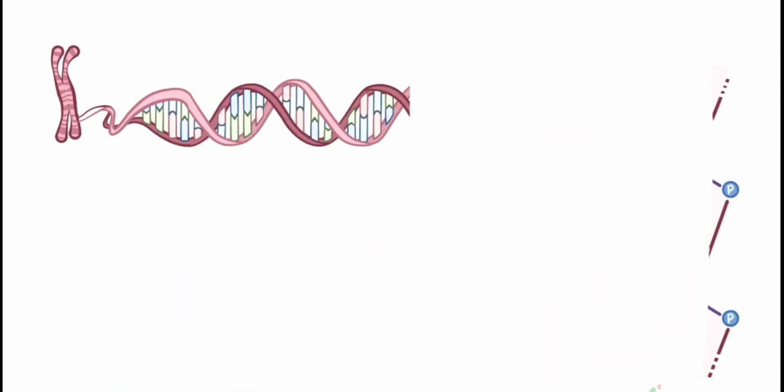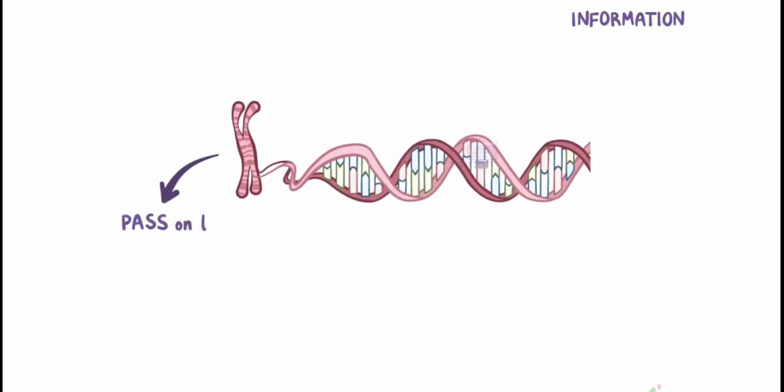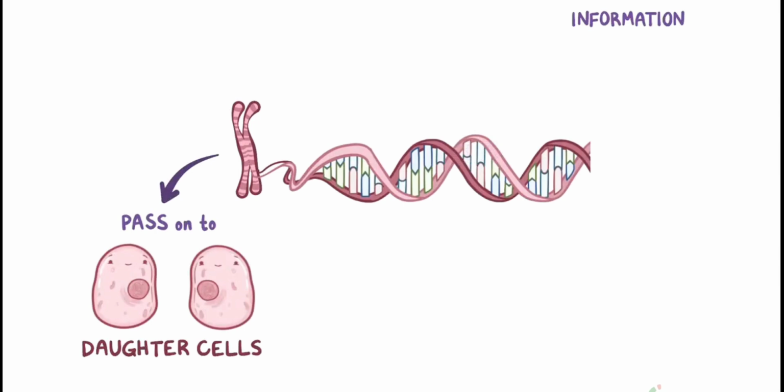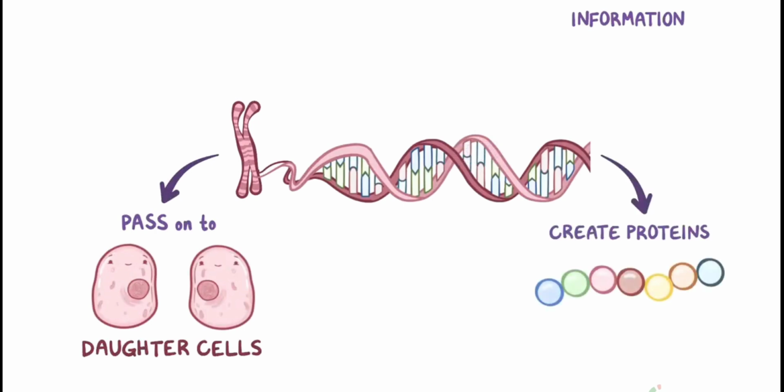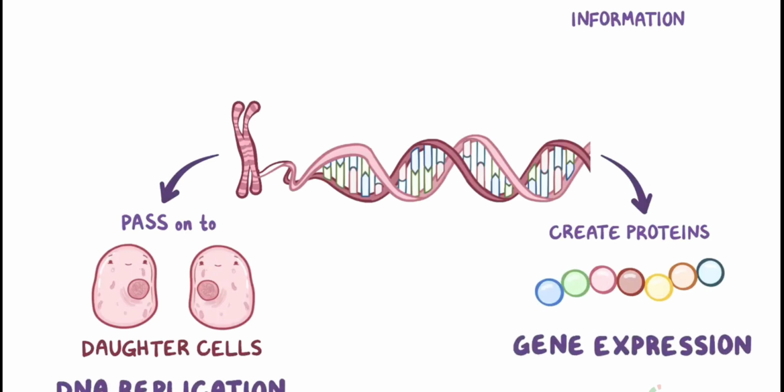Now, the goal of DNA is to store information and pass it on to their daughter cells, and to use this information to create proteins. To do this, there are 2 critical processes: DNA replication and gene expression.